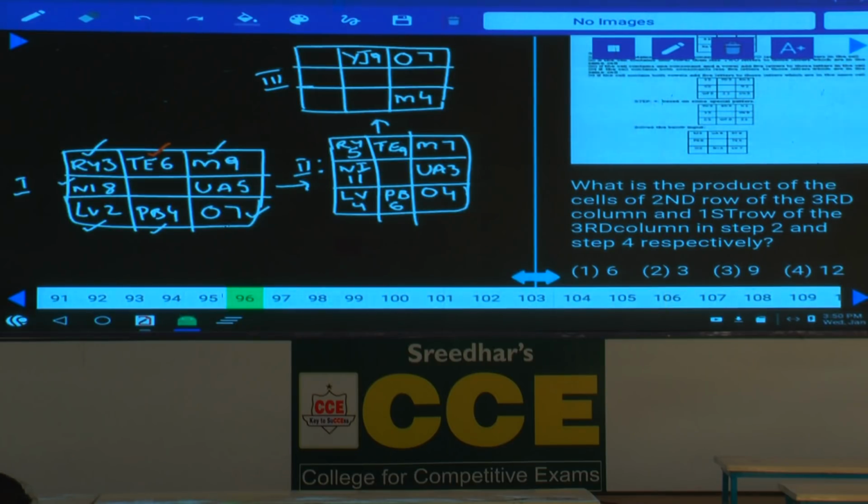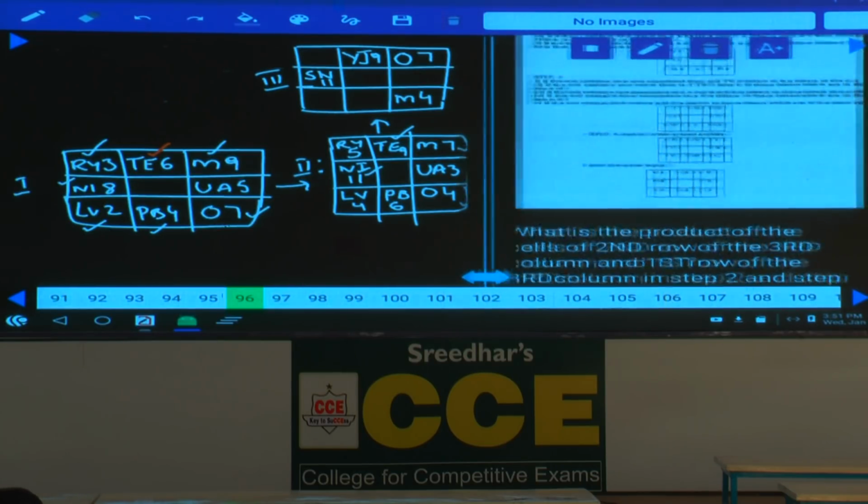N is a consonant, I is a vowel. Hence, we should add 5 and 5. N plus 5 is S, I plus 5 is N, and the number is 11 as it is, S and 11. Now this is done, one vowel and one consonant. That's it. As of now we have done with this one.